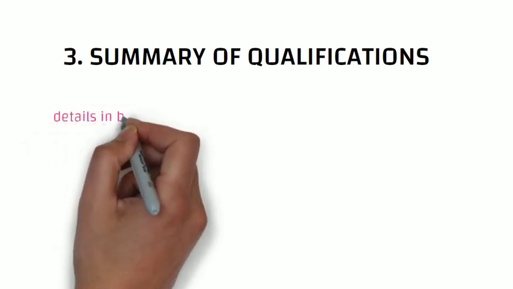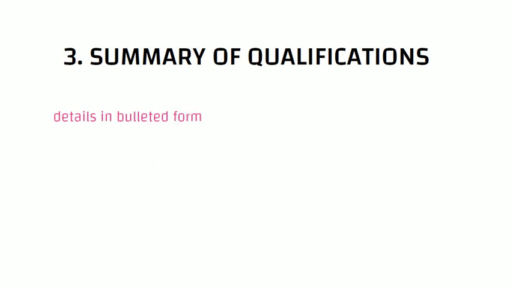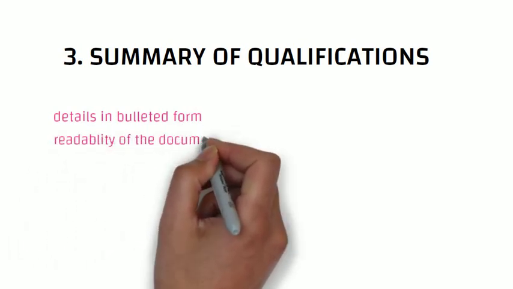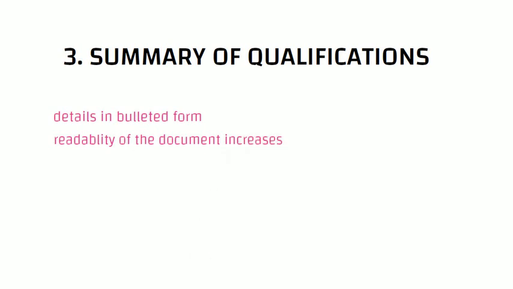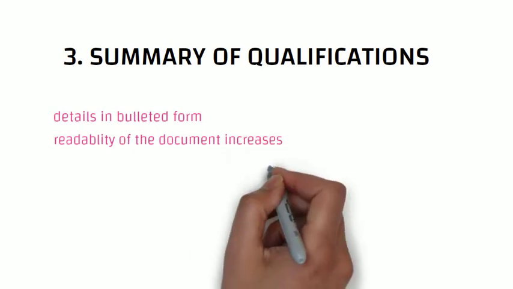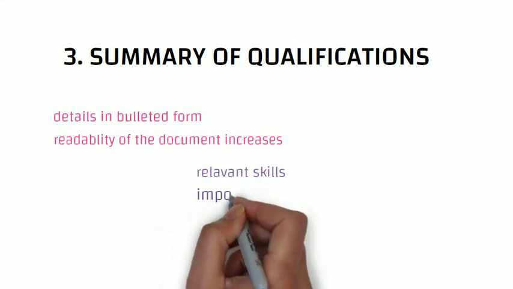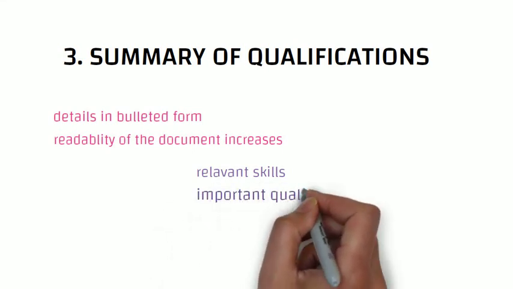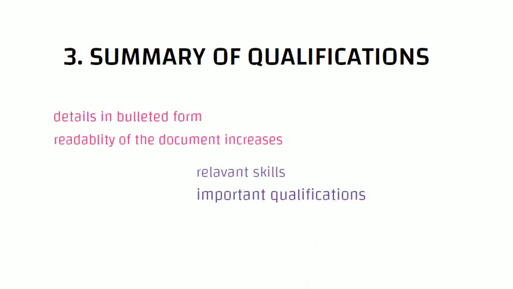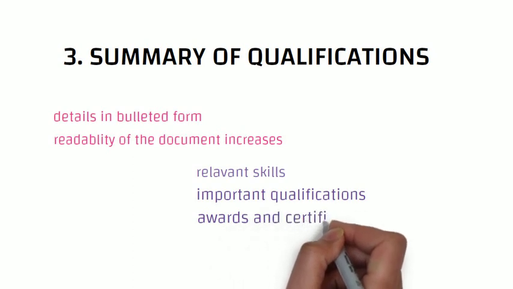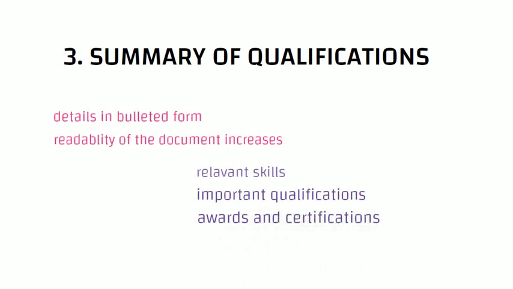In this heading, the good approach is to write your details in bulleted form. It will enhance the readability of the document. While formulating your bullet points, keep in mind your skills that are beneficial for your job, the most important qualifications that an employer is searching for in a candidate for that specific job. You can mention your awards and certifications as well. And this heading may include 3 to 8 bullet points.